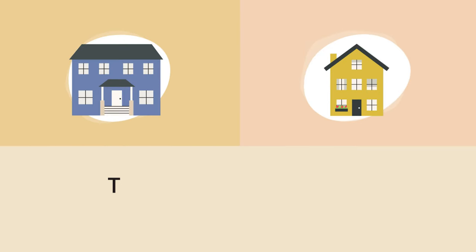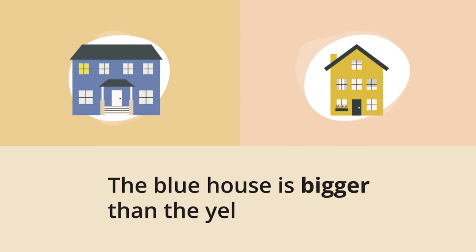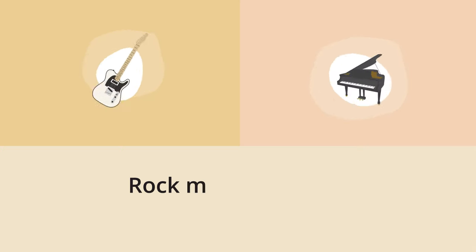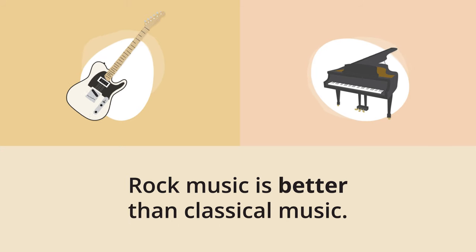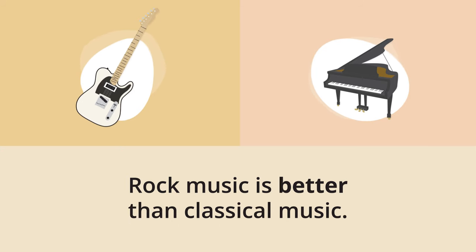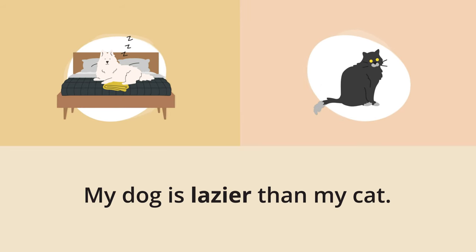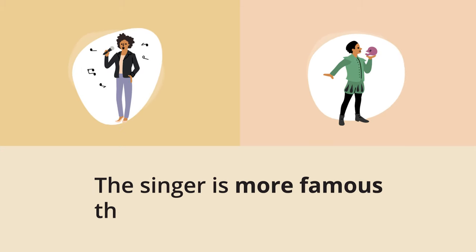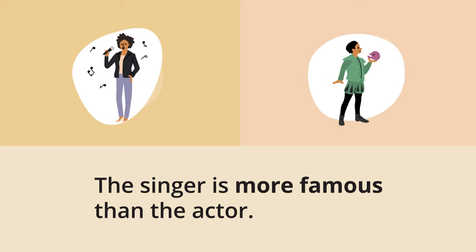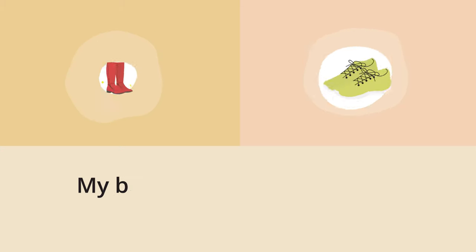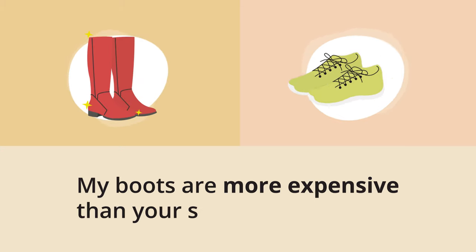Let's look at some examples of comparative adjectives in a sentence. The blue house is bigger than the yellow house. Rock music is better than classical music. My dog is lazier than my cat. The singer is more famous than the actor. My boots are more expensive than your shoes.